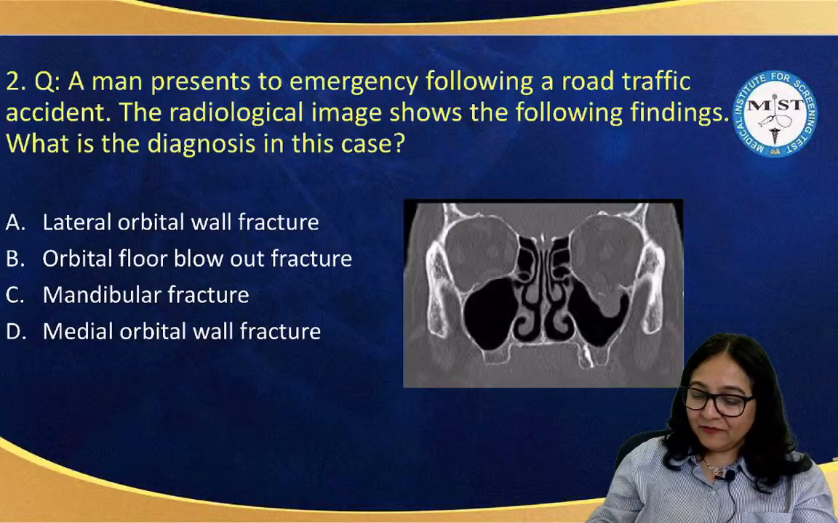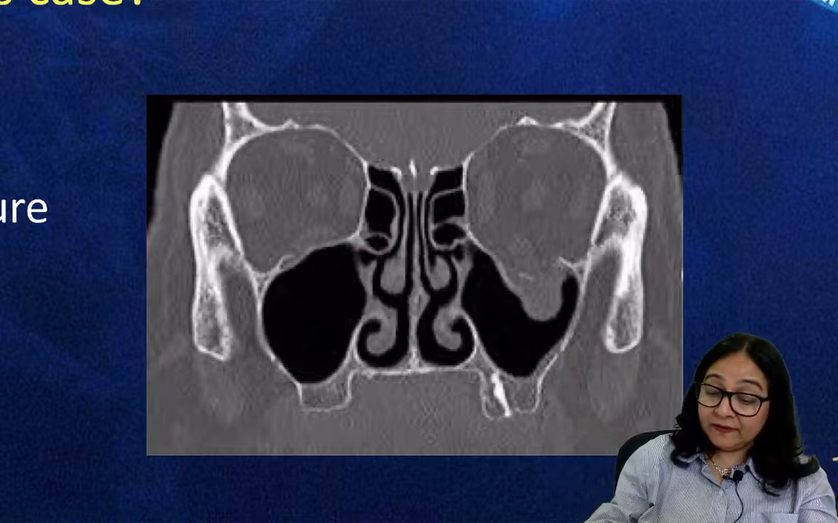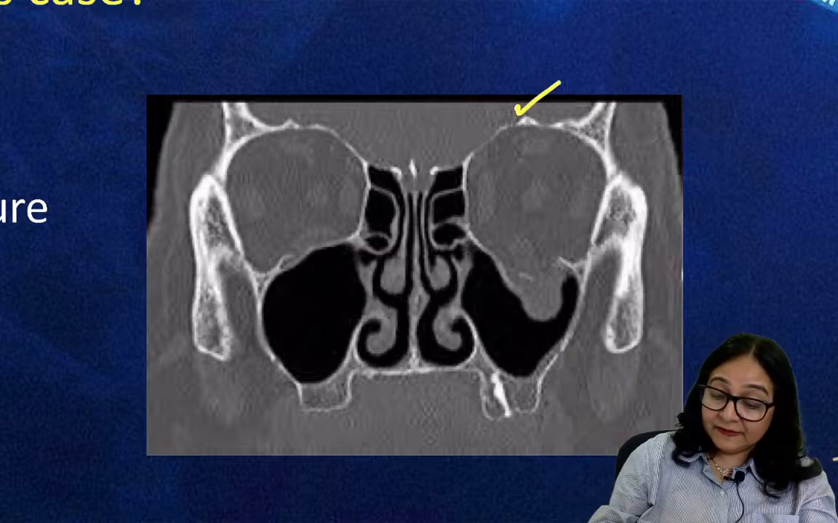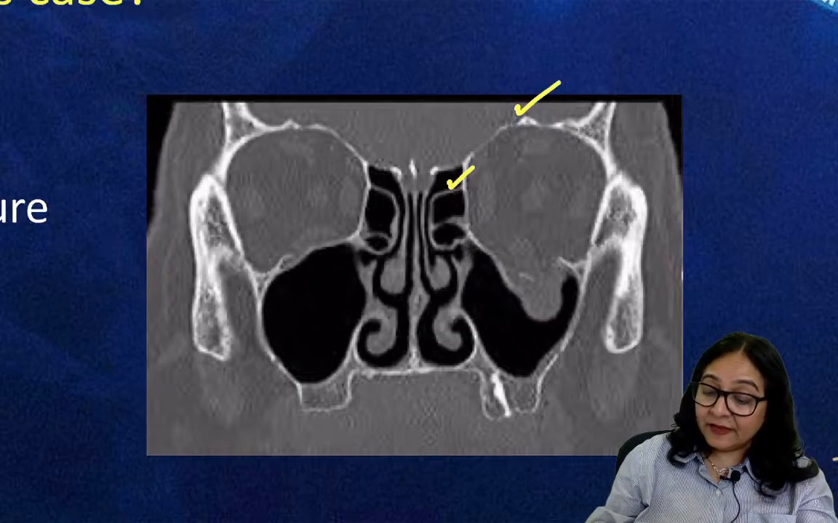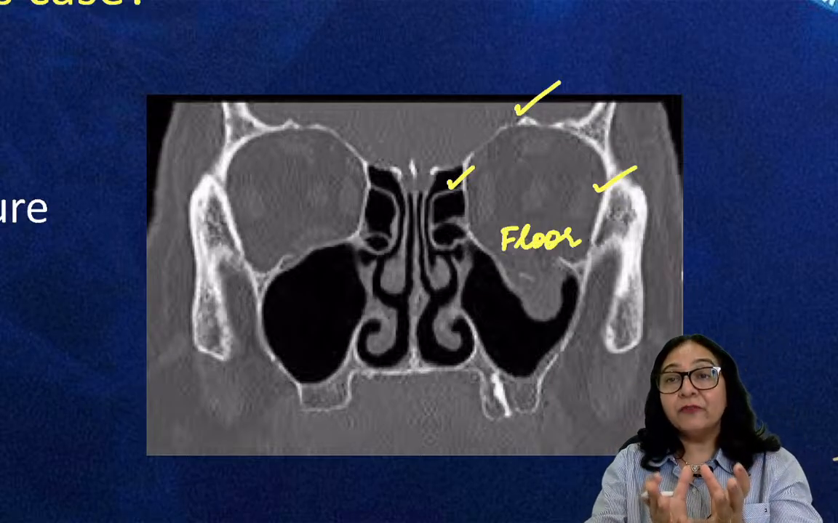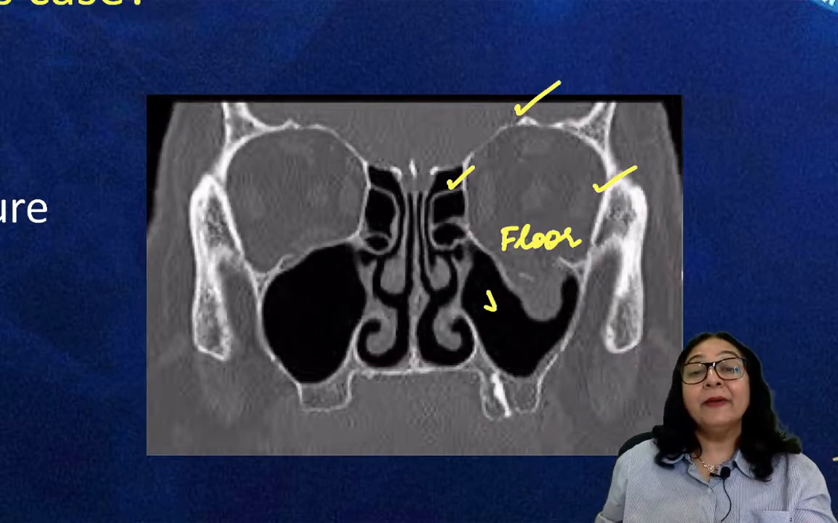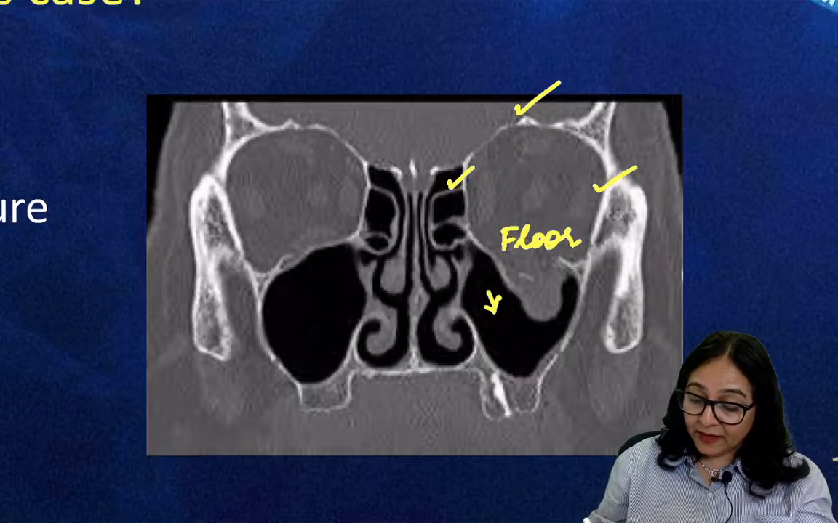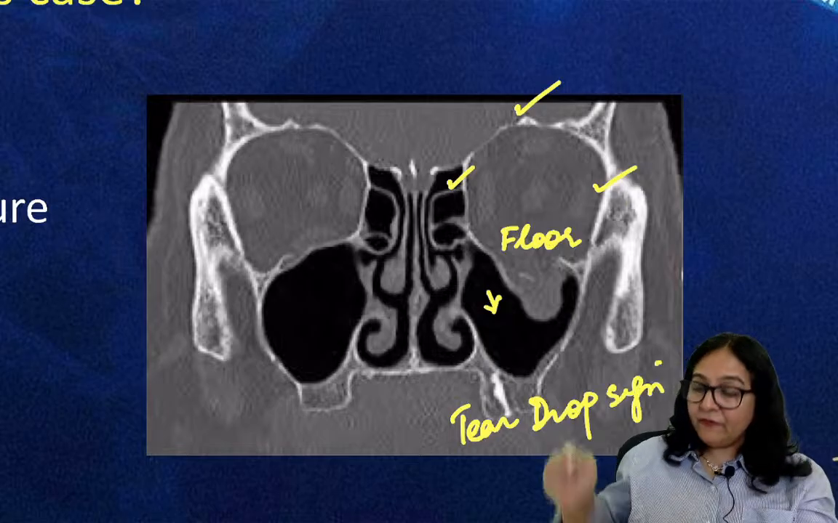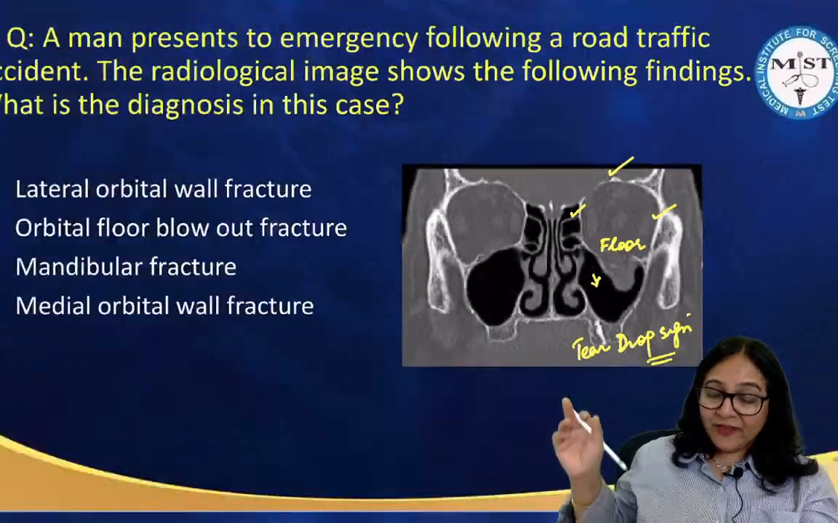So when we see in radiological imaging, now this is the roof of the orbit, this is the medial wall of the orbit, this is the lateral wall of the orbit, and this is the floor of the orbit. So when there is blowout fracture of the floor of the orbit, the orbital contents herniate into the maxillary antrum, producing a classical teardrop sign. So if you were able to identify the teardrop sign here, the answer was very clear.